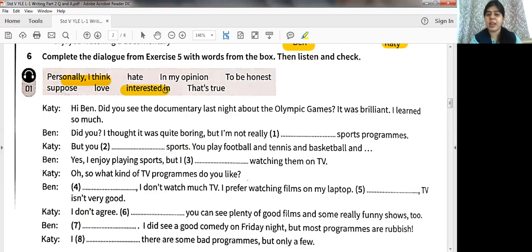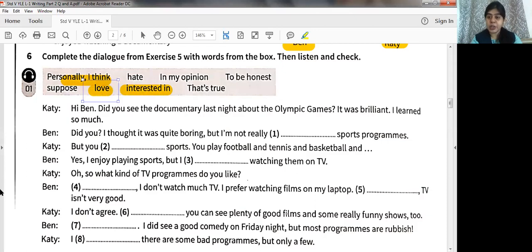That's the answer: interested in. He says it very clearly. Interested in sports programs. Catty says in her dialogue, but you love sports. You play football and tennis and basketball and so on.